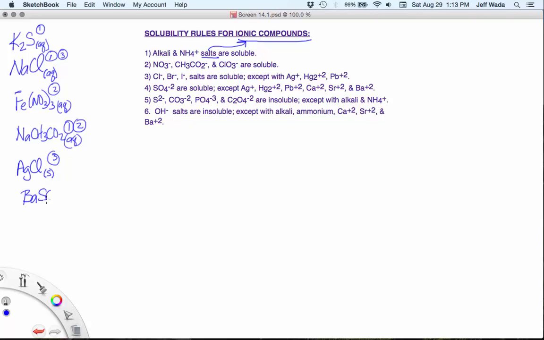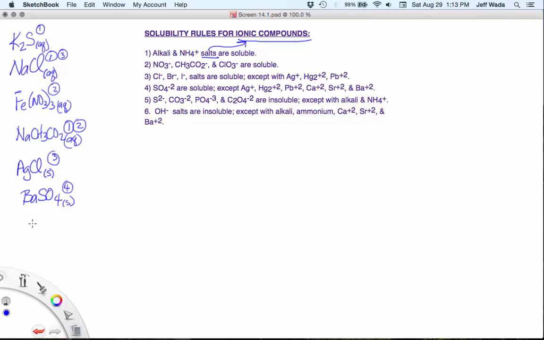Barium sulfate, BaSO4. Alright, let's go sulfate. Sulfate rule number 4 says sulfates are soluble except silver, mercury, lead, calcium, strontium, barium. So barium sulfate is not soluble according to rule number 4. So it's not soluble, we put subscript S.